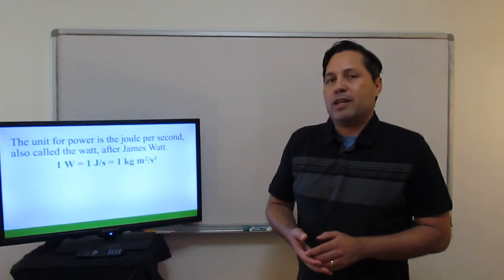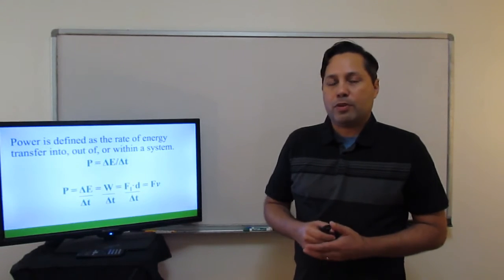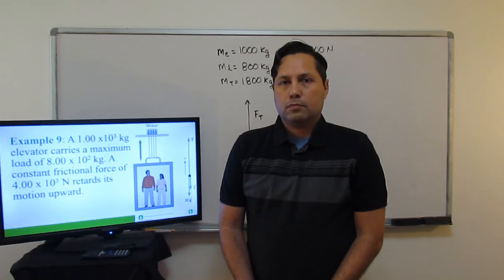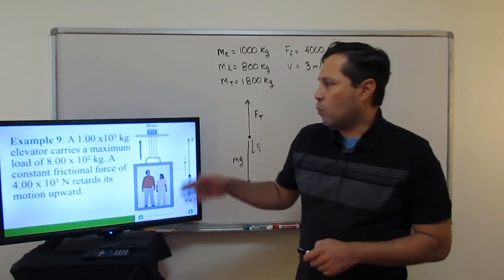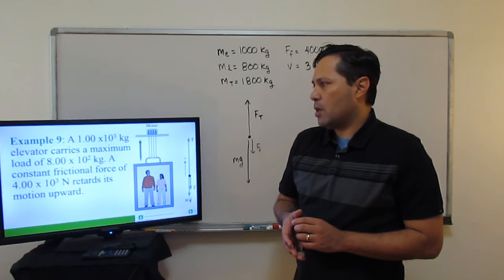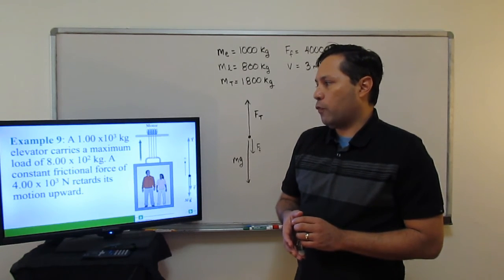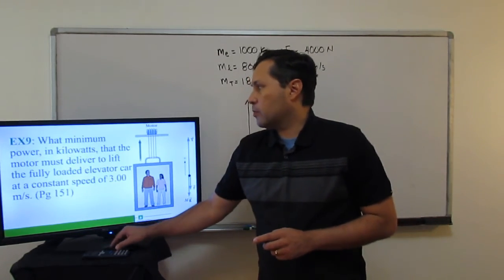Up next, we're going to take a look at example 9 and use this formula to solve that problem. In example 9, we're asked the following question. It says a 1,000 kilogram elevator carries a maximum load of 800 kilograms. A constant frictional force of 4,000 newtons slows the motion upward.